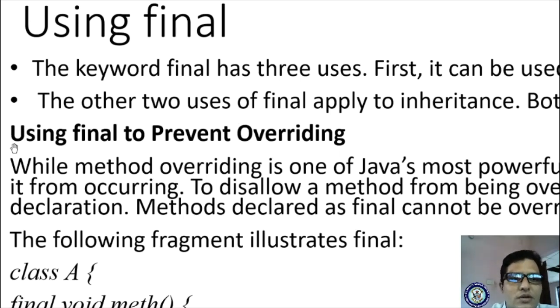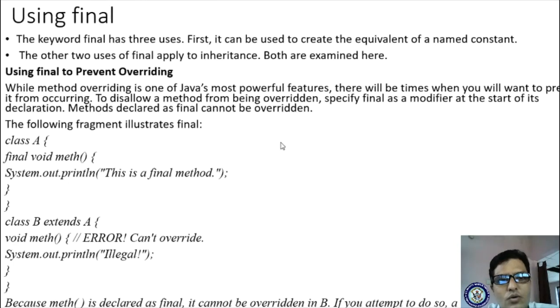Let us see the first topic: using final to prevent overriding. Suppose you declare a class or a method in a class as final, then you are unable to override that method. Hence that is the topic, using final to prevent overriding. So that is the concept specified here: a method declared final cannot be overridden.